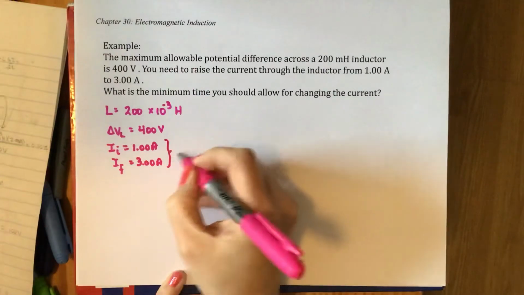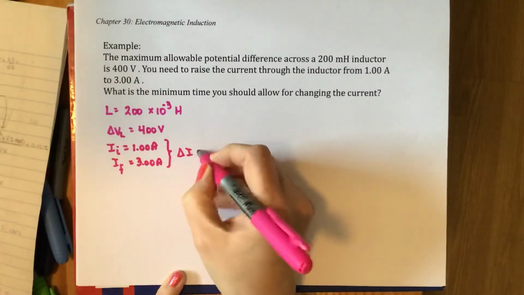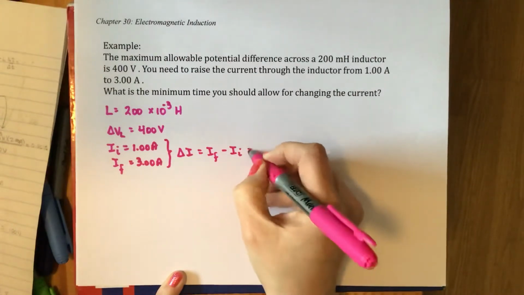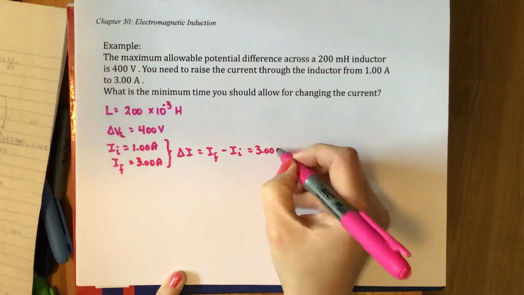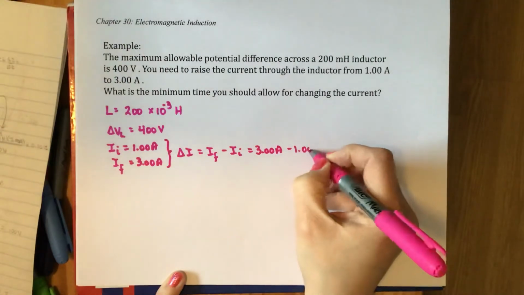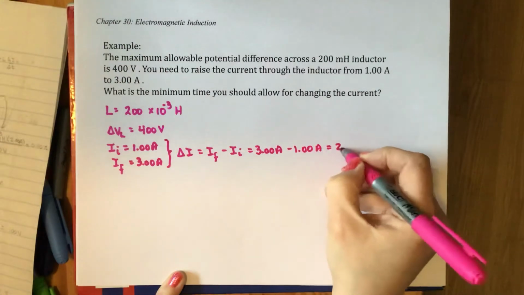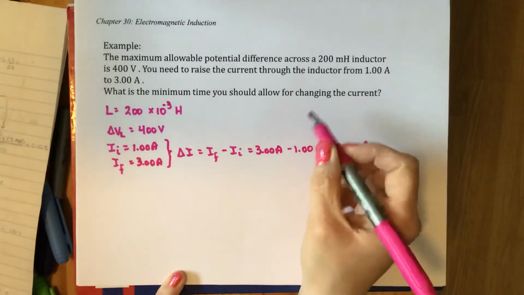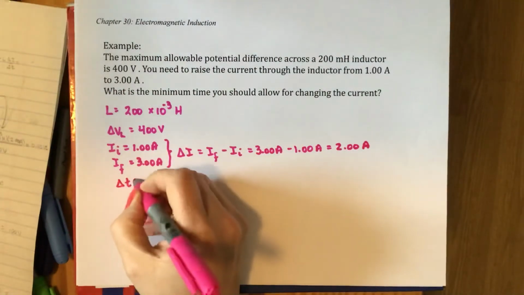This tells us that our changing current, delta I, is your final current take away your initial current, which gives us 3 amps take away 1 amp, or a change in current of 2 amps. So we have to increase it by 2 amps. What is the minimum time? We're trying to find the time.